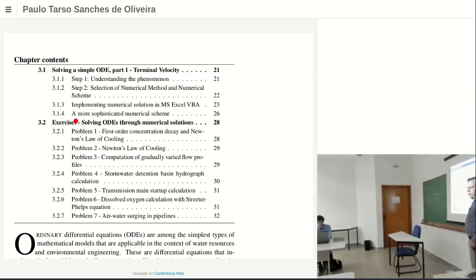Transmission main startup calculation. So if you're interested in water pipelines, and how the pipeline will start up if I have a pressure gradient in it, or stop if I remove a pressure gradient, it is an ordinary differential equation. You can apply for that. Dissolved oxygen calculation, Streeter-Phelps. We've done this in the past, maybe because it's relatively simple. We have an analytical solution for that. So maybe we have solved this in the past. But we're going to solve that in VBA. Finally, the harder problem is air-water surge in pipelines. That's one mandatory. So another step that you have to practice.